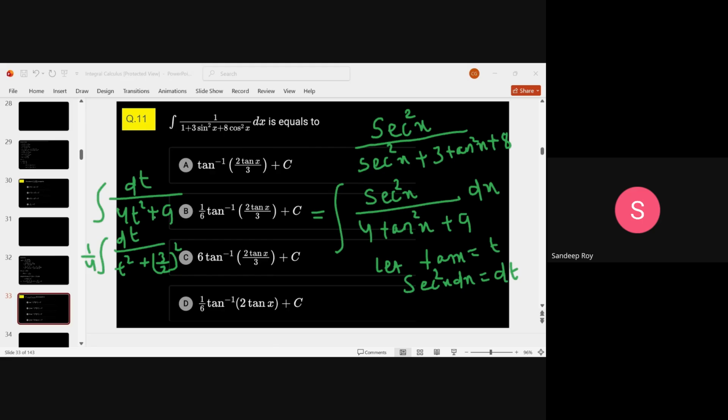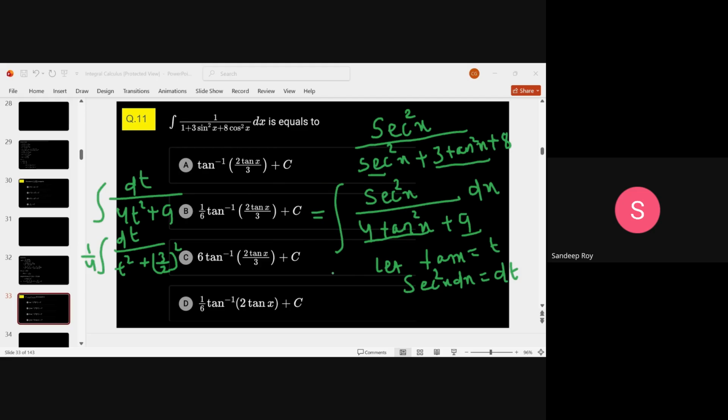Okay, how did I get 4 tan square x? Here, secant square x, how to write? Write this as 1 plus tan square x. Already 3 tan square x is present, so 3 tan square x plus tan square x will be 4 tan square x. And 8 plus 1 will be 9. Clear? Yes, sir, because I split secant square x as 1 plus tan square x, that's why I got 4 tan square x plus 9. Yes, so option B is the correct answer.